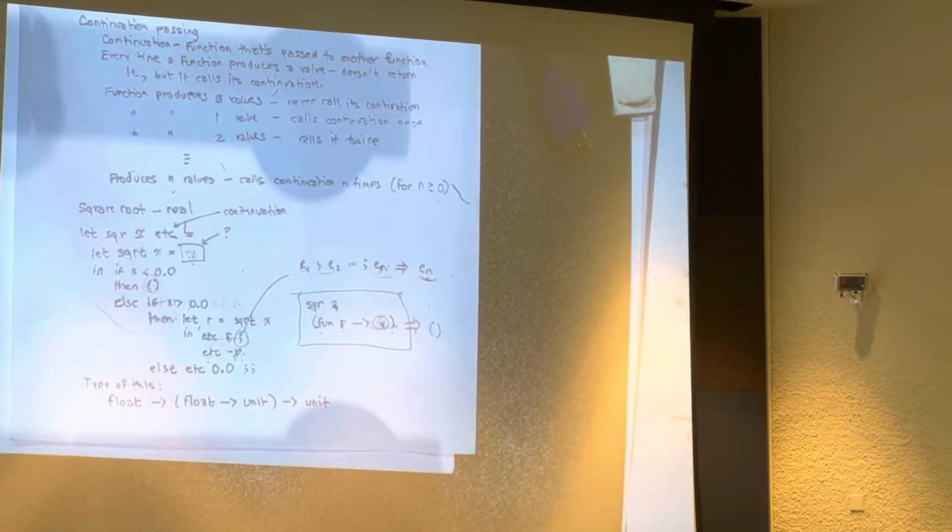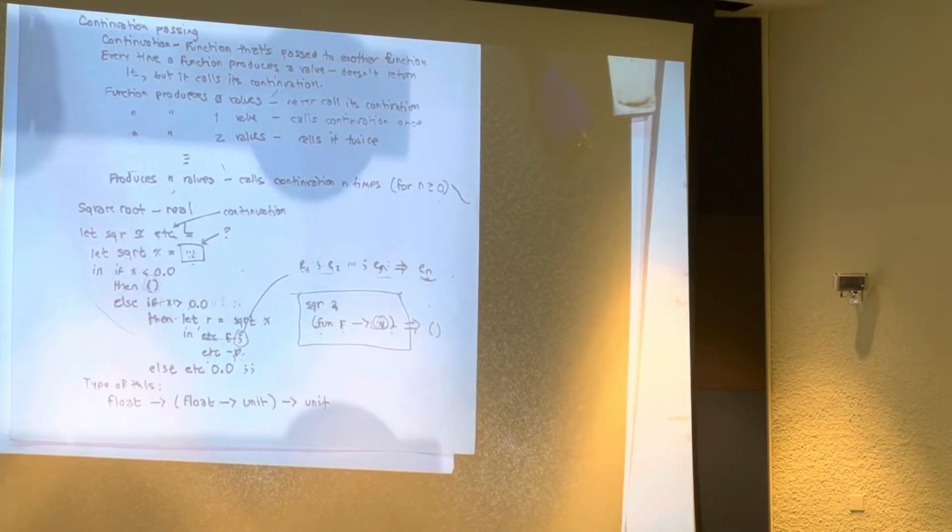Okay, other questions? In the back, go ahead. I just want to clarify, so if ETC was like a print, it would print the square root and then the positive and the negative square root. Yeah, exactly. That's what you would use this for. So if I said, for example, square root of 4.0, and the continuation printed things, then I would see 2.0 and minus 2.0 printed in that order.